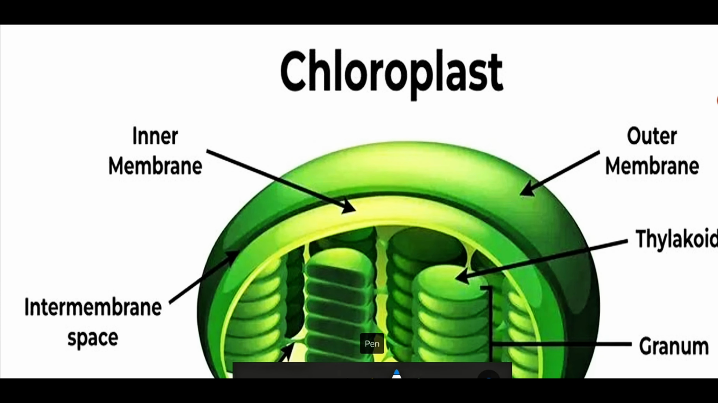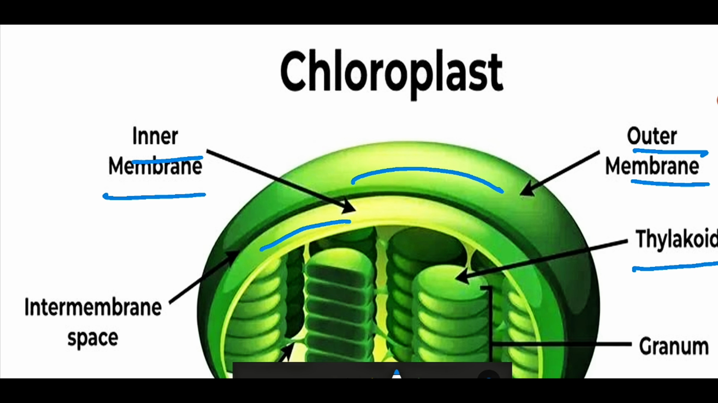Now you can see it is an oval shape. It also has two membranes, or you can say a double membrane. The interior contains closely packed flattened sac-like structures, which are the thylakoids. You can see here the outer membrane, and this part the inner membrane. In the inner part there are flattened sac-like structures. These are known as thylakoids.